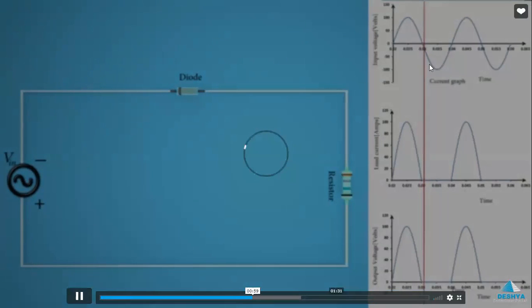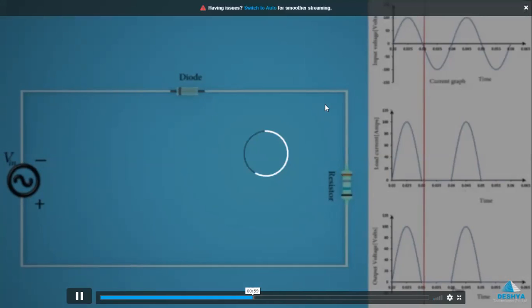Yeah, the voltage becomes negative. So at that instant, this is 0, this is 0. That's all. So I did not play this for a while.